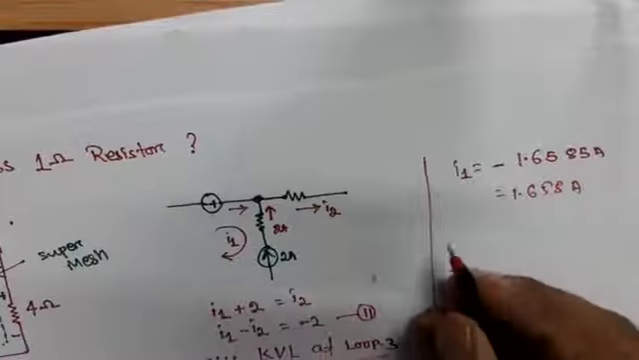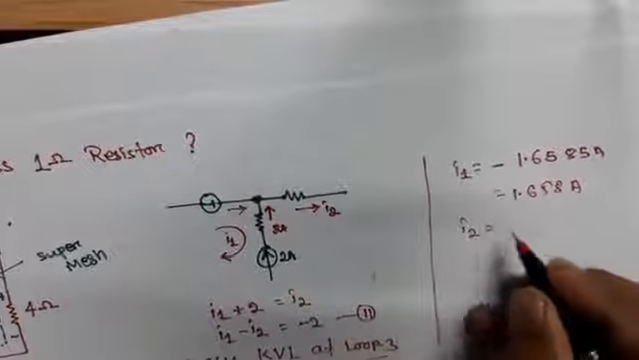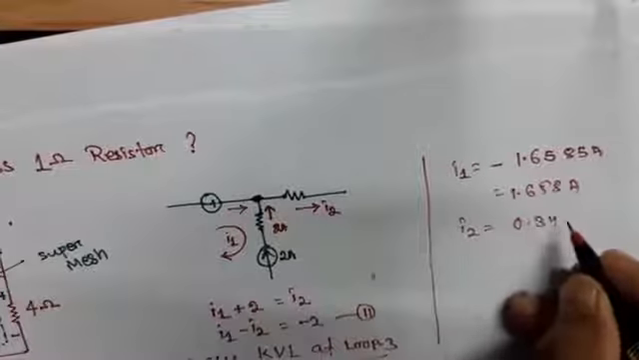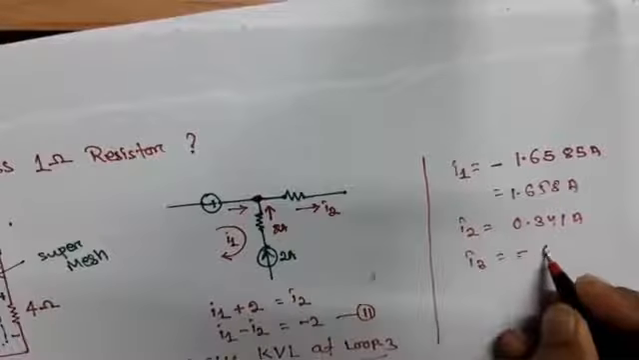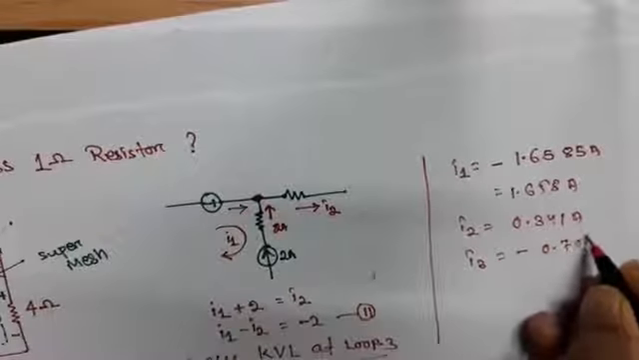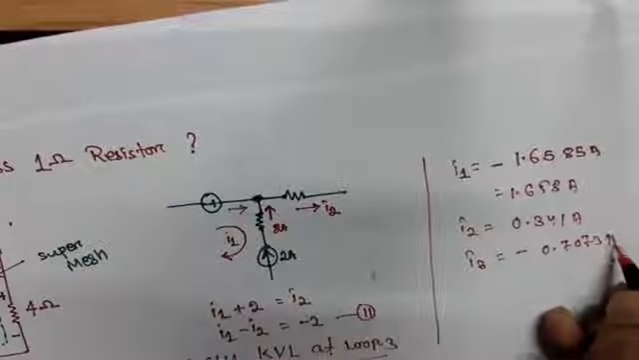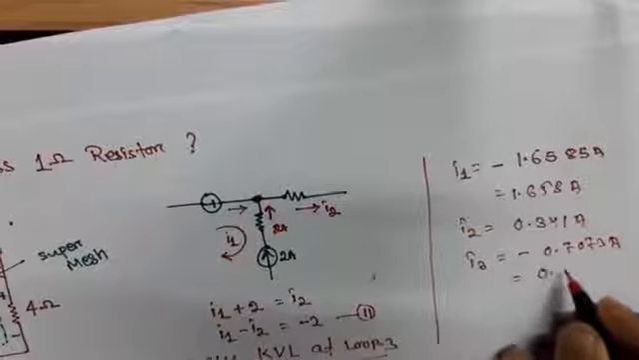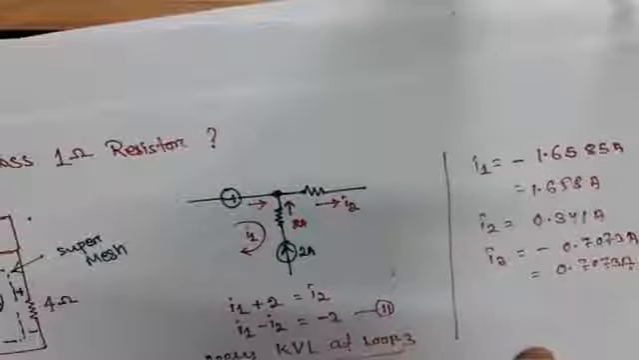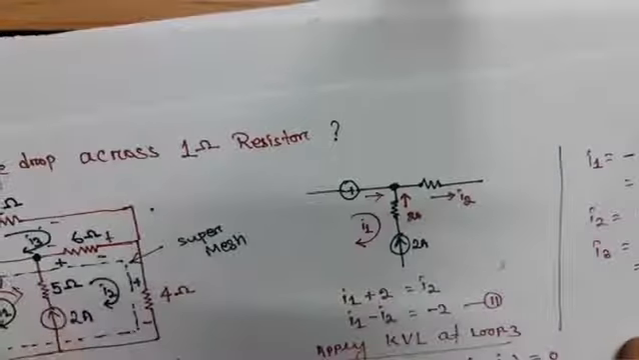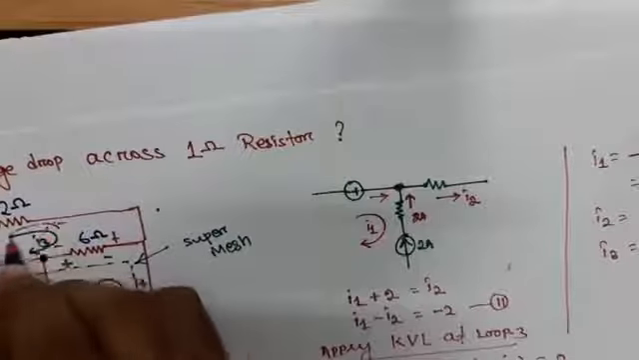Then I2 is also equal to 0.341 ampere, and I3 is minus 0.7073, but actually 0.7073 ampere. Actually the current is in this direction.